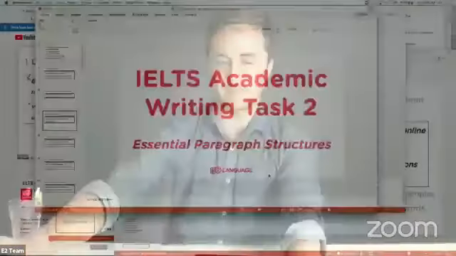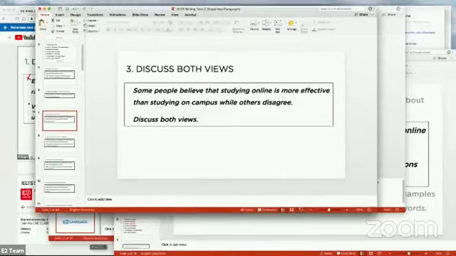1 second, my computer is about to crash. No, it didn't crash. Yes, it did. Thanks, computer. Here we go, we're back.